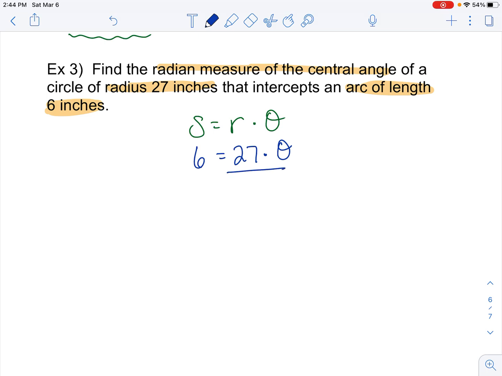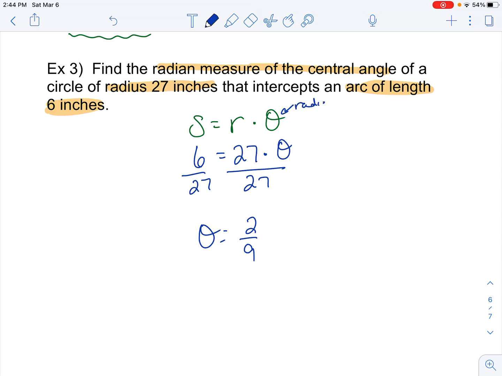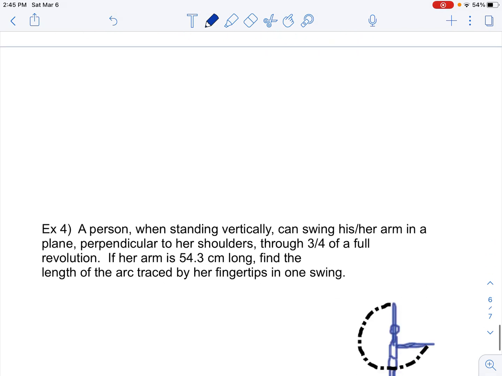All we have to do is divide both sides by 27 to solve. So we get 6 over 27, which reduces to 2/9. Again, we've got to think about what that theta is measured in. We know theta in all of these problems has to be in radians, so my units have to be radians. In this case we're talking about an angle measure, and when we're doing arc length and area, that angle measure must be in radians. So that's 2/9 radians.